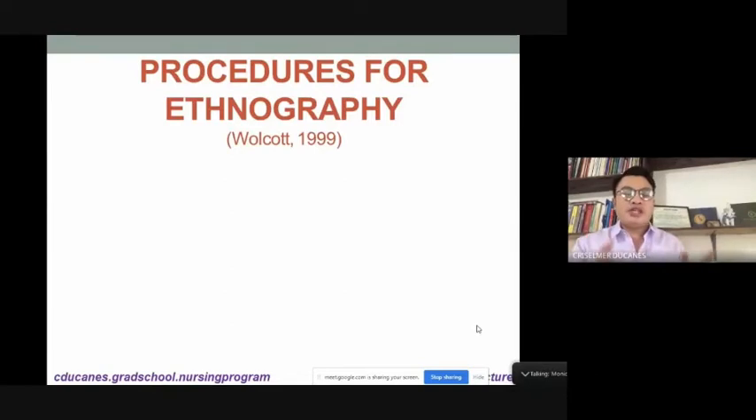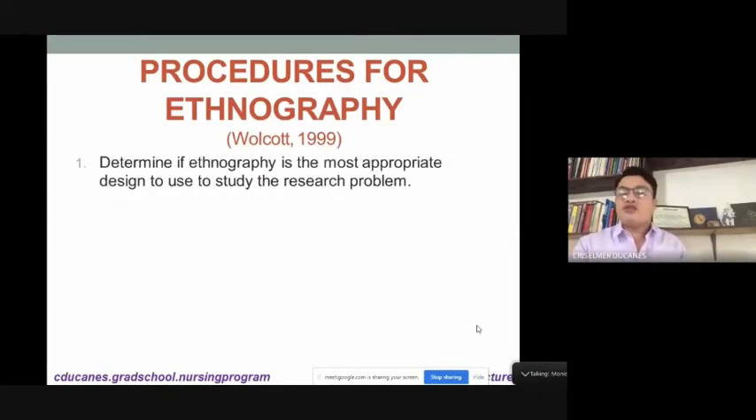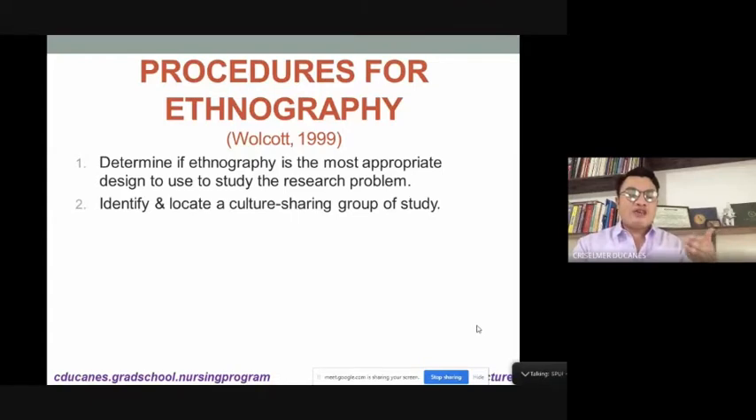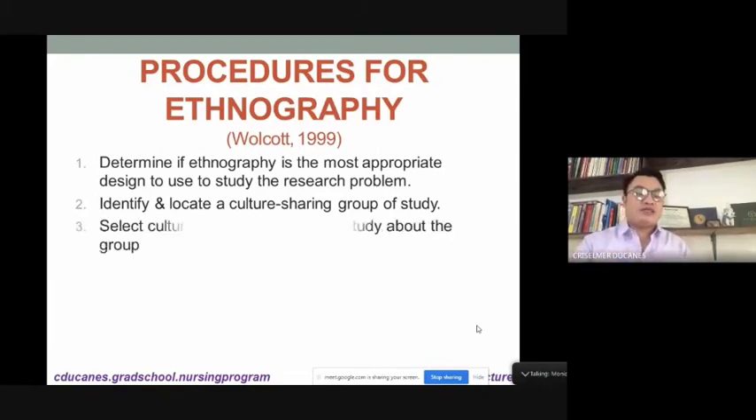So, here are the procedures for ethnography. This is according to Walcott, 1999. So, first, we have to determine if your study is best fit for ethnography. Okay? And after that, you have to identify and locate a culture-sharing group of study. Okay, so as what I have said, ang pilion mo nga culture, nga ethnic group, ang established na, ang dugay na. Because they already share the same culture. And they have established the same patterns of their practices and beliefs.